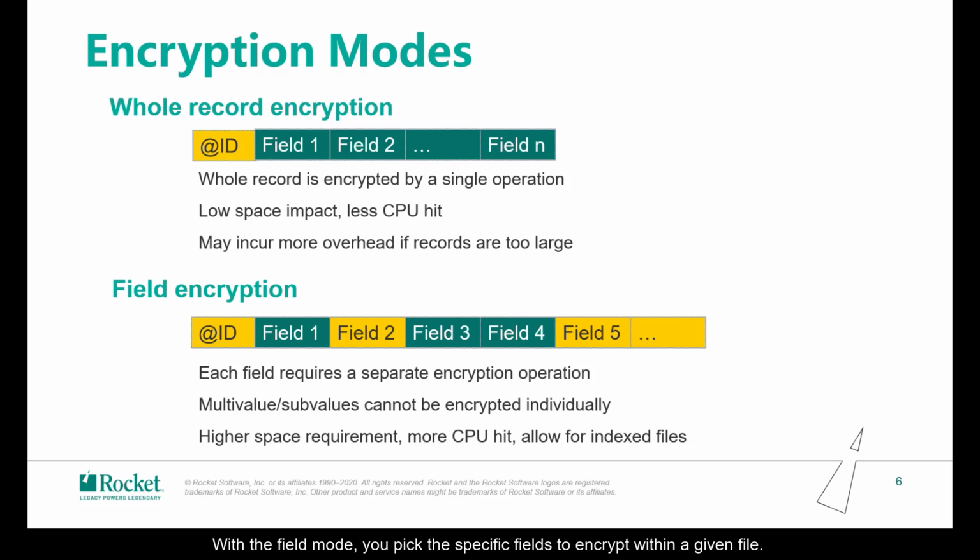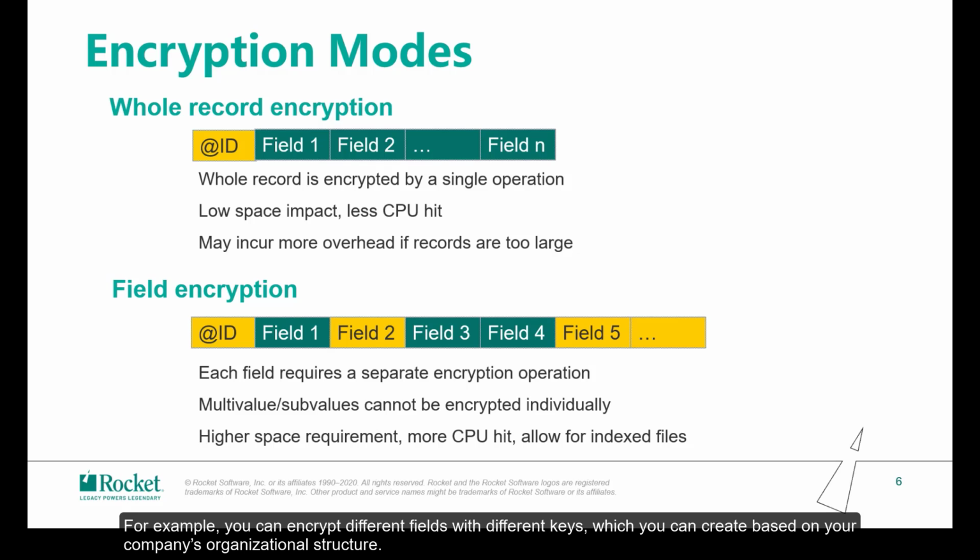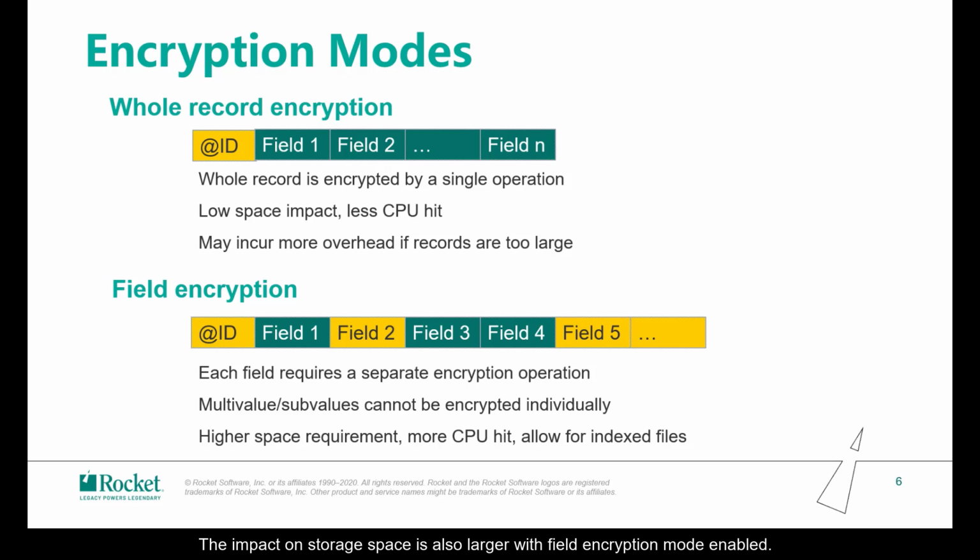With the field mode, you pick the specific fields to encrypt within a given file. The advantage of this mode includes having the flexibility and the control over the keys and passwords. For example, you can encrypt different fields with different keys, which you can create based on your company's organizational structure. The disadvantage of this field mode is that the more encrypted fields you have, the more of a performance impact there will be. The impact on storage space is also larger with the field encryption mode enabled.